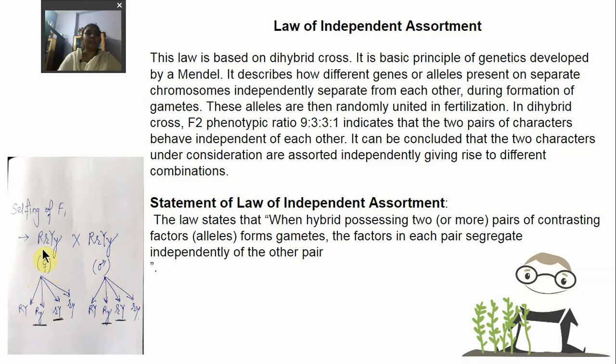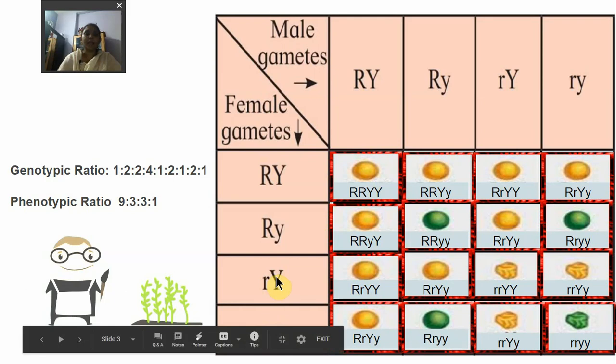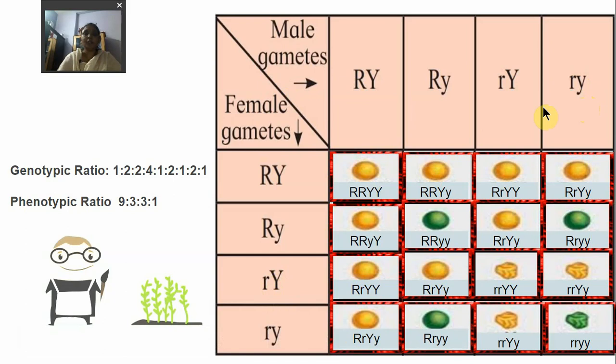This round shape does not always combine with the yellow seed of the plant. It may combine with capital Y or may combine with small y. Similarly, small r combines with capital Y and small r combines with small y. So these are the 4 different gametes.